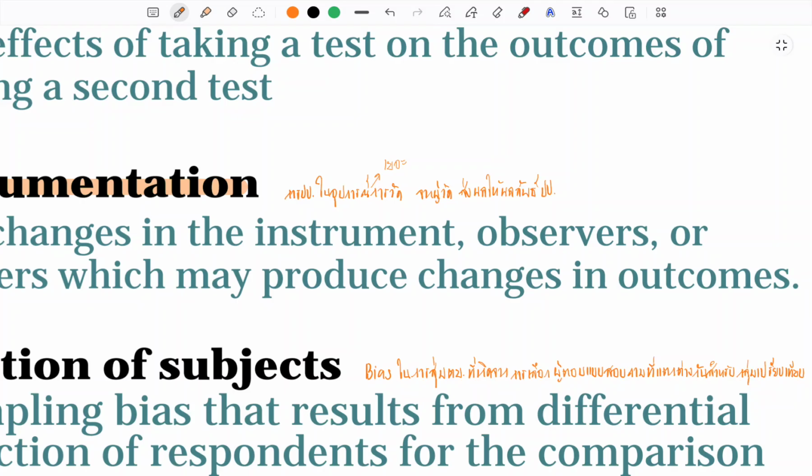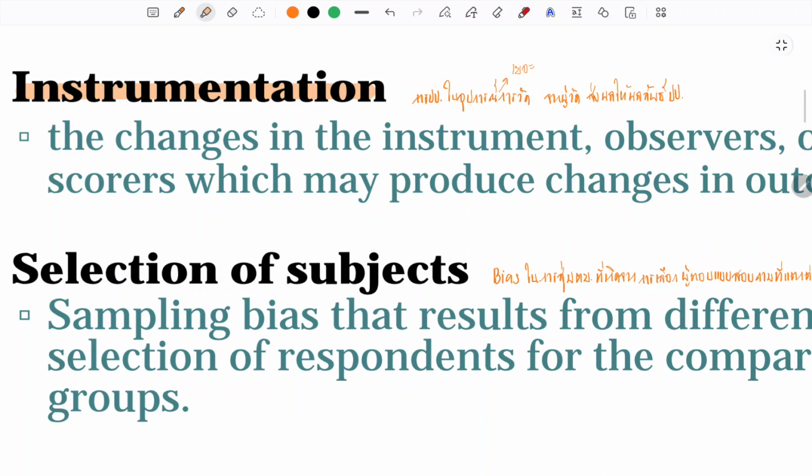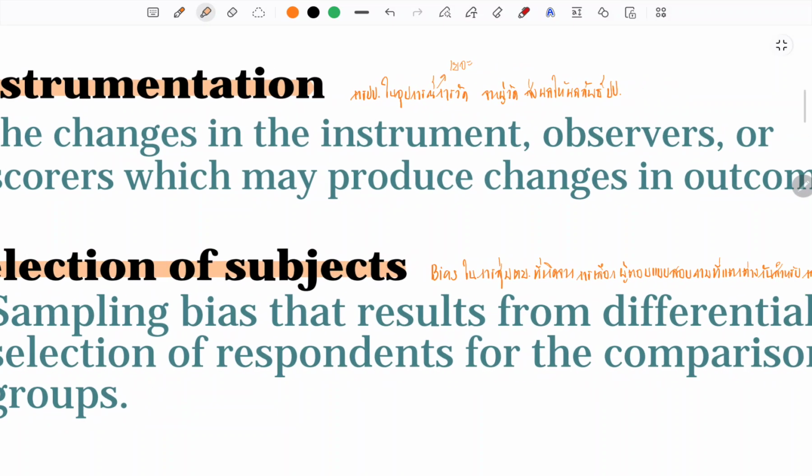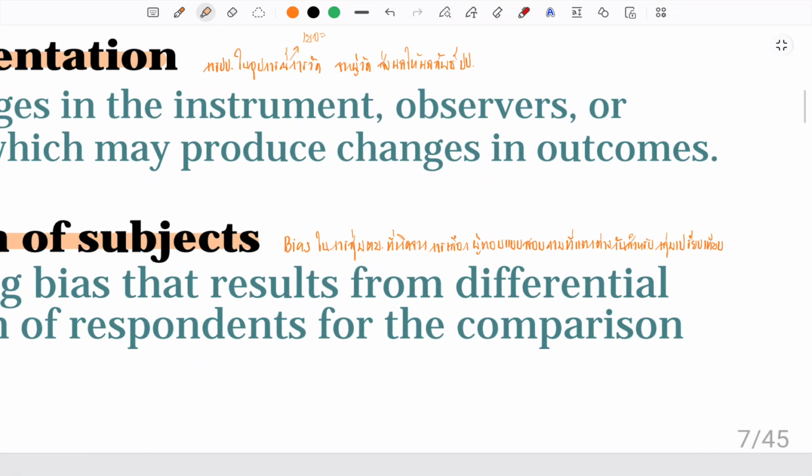All right. The next threat to internal validity is called selection of subject bias, or sampling bias. If you use convenience sampling, it may cause sampling bias. In your friend's case, she used stratified random sampling, which will help to reduce this sampling bias.